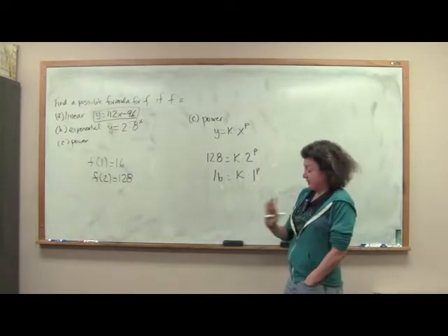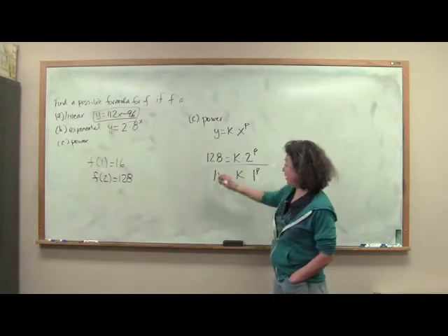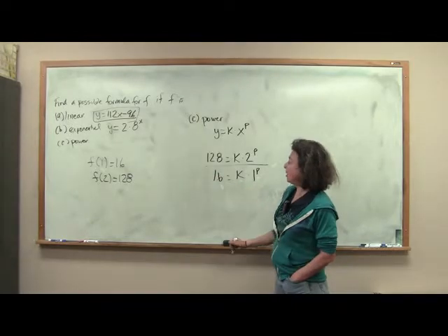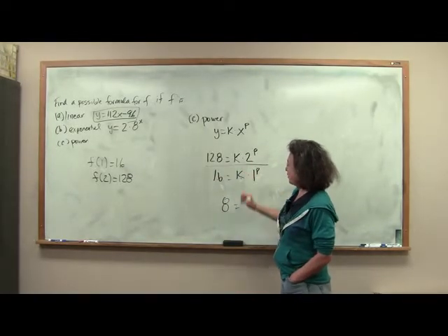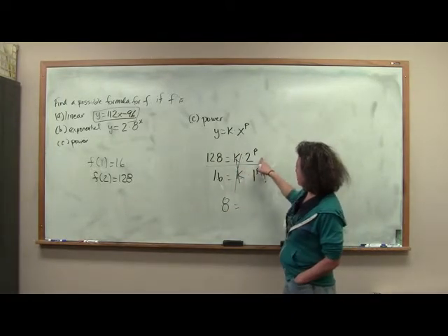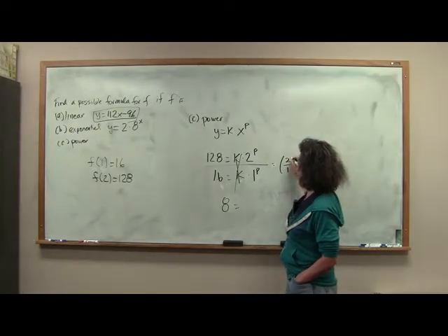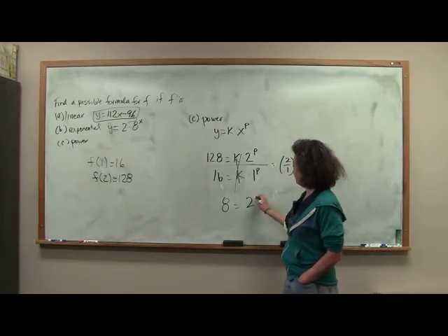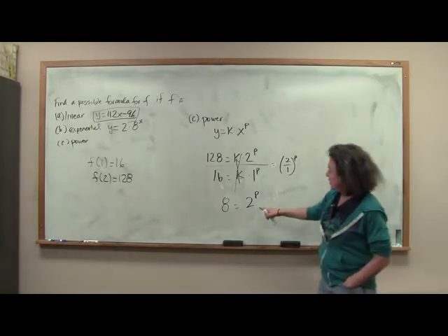But again, suppose you weren't paying attention to that. You would form the ratio. 128 over 16 we know is 8. K over k goes bye-bye. And we have 2 to the p over 1 to the p. Recall, we can write that as 2 over 1 to the p, but that's 2 to the p.